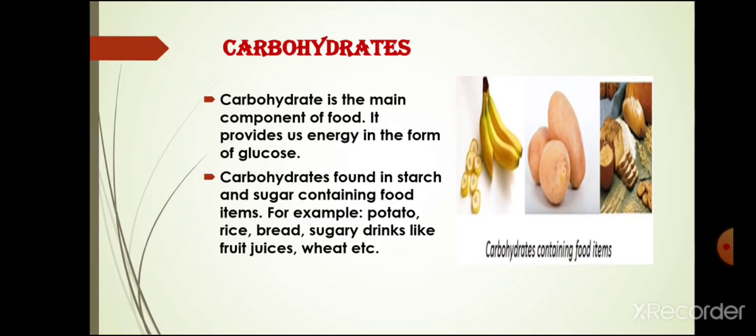Plants are the main source of carbohydrate. Students, there are different kinds of carbohydrate. The common carbohydrates present in foods are in the form of sugar and starch.